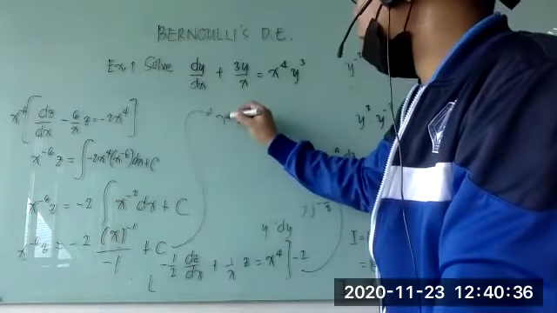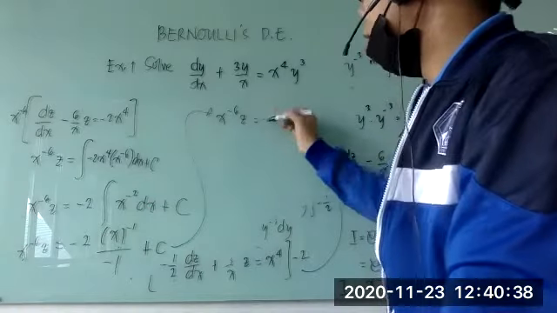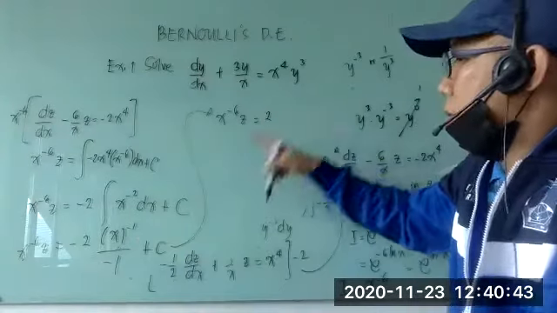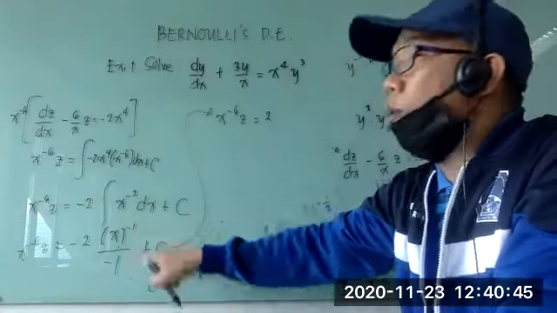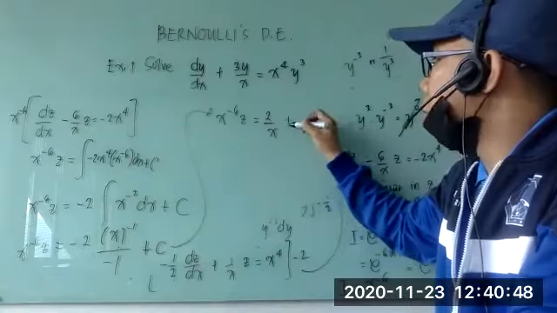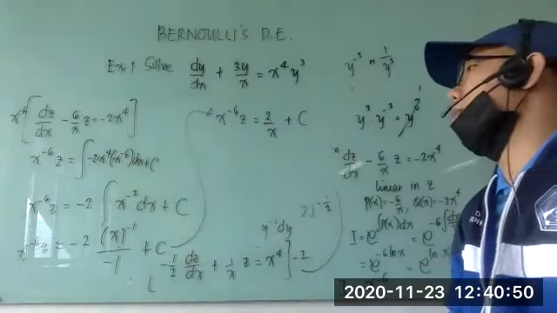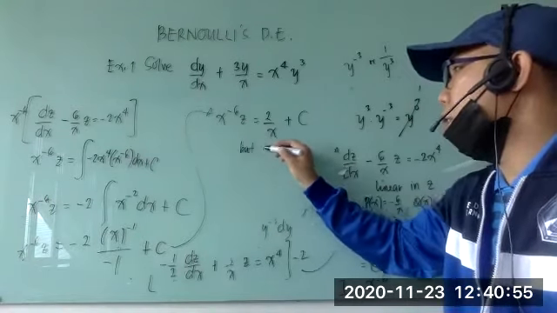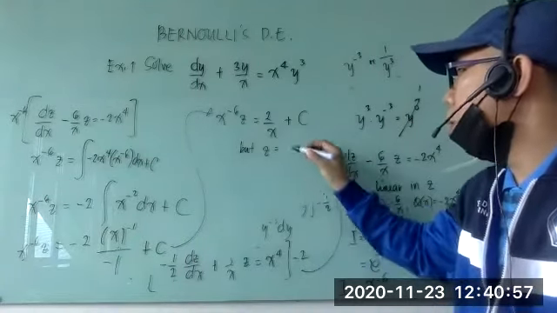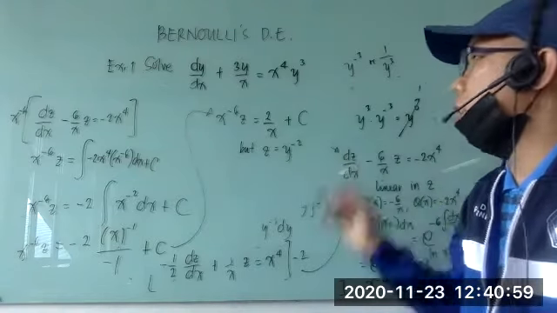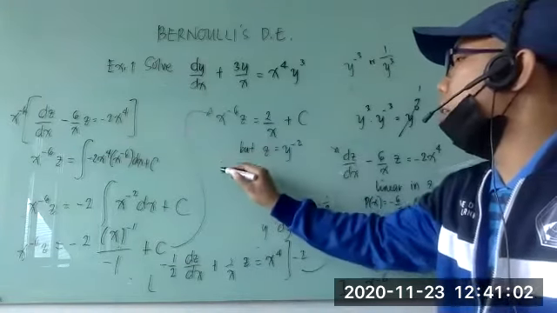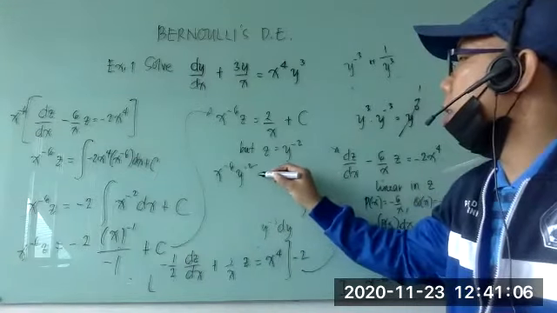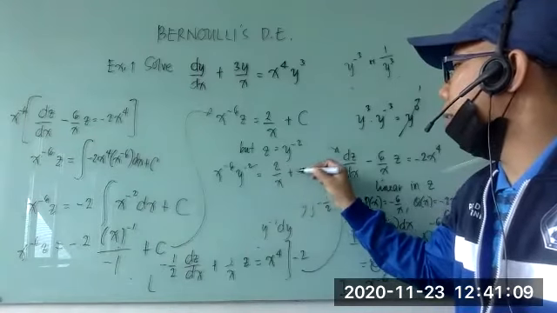Okay, now we copy x raised to minus 6 times z. Negative 2 times negative 1, so you have positive 2. X raised to negative 1 is equal to 1 over x, so 2 over x plus c. Okay, general solution supposedly, but you know that z is equal to y raised to negative 2. So you plug it in here. So x raised to negative 6 times y raised to negative 2 is equal to 2 over x plus c.